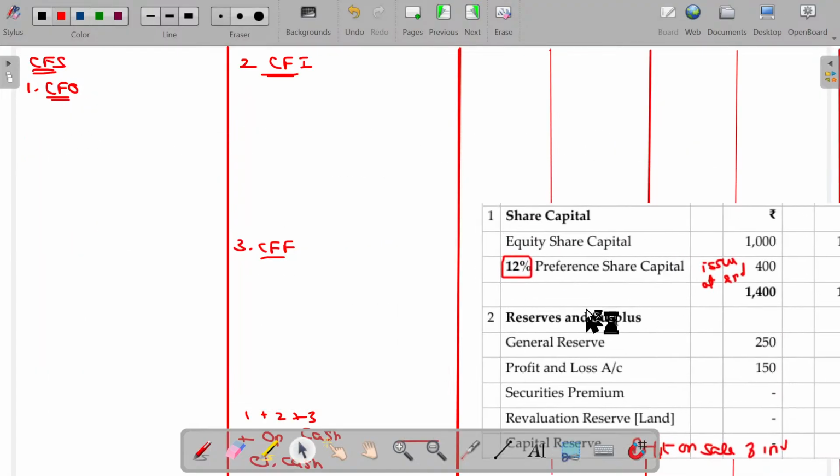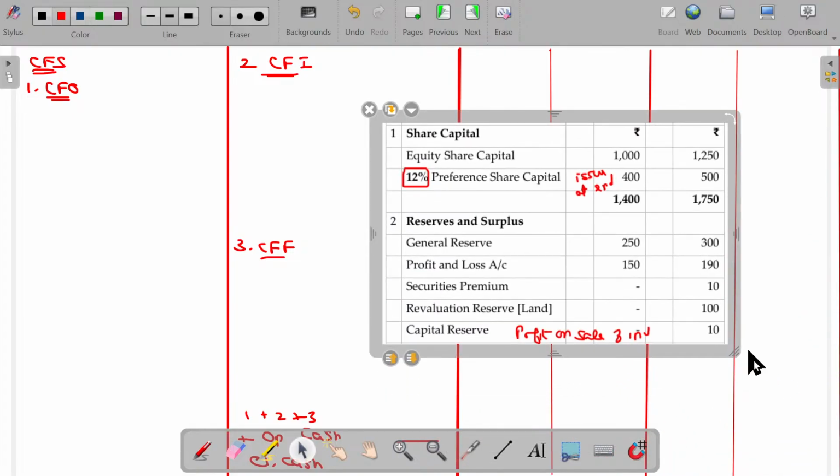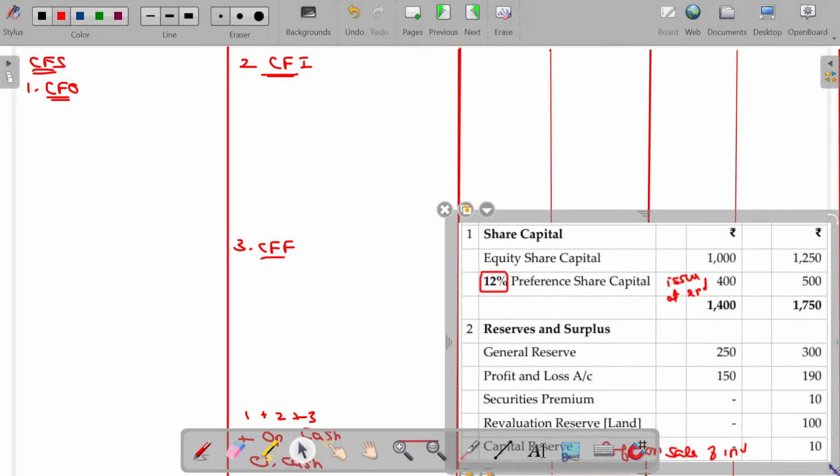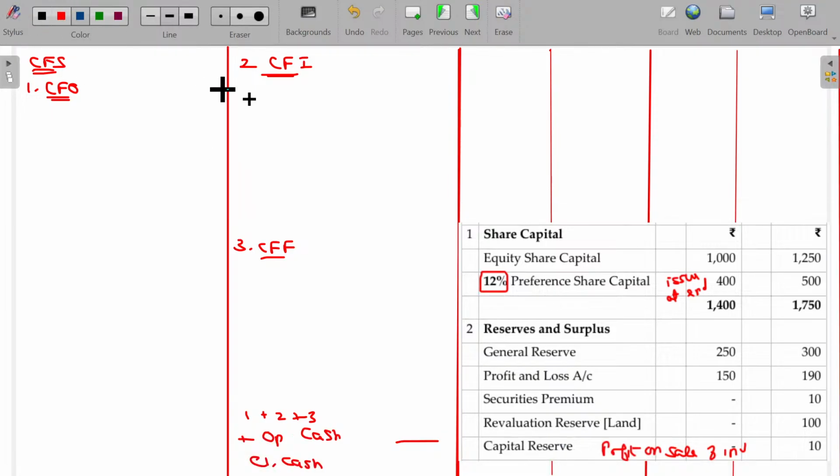Equity share capital. So no adjustments. Then change in equity capital is due to issues. So issue of equity shares, the value being 250. 12% preference share capital. As we have adjustment, I may open separately. Opening balance 400. Closing balance 500.